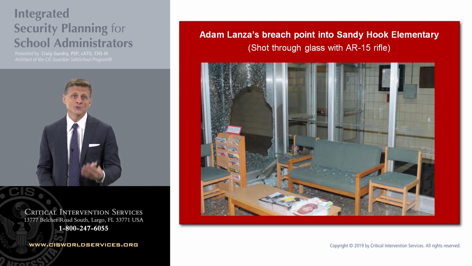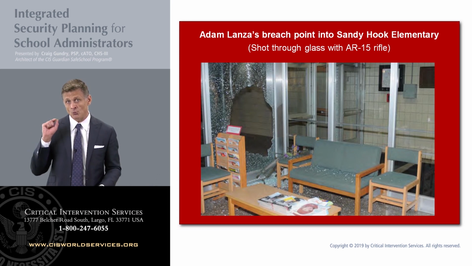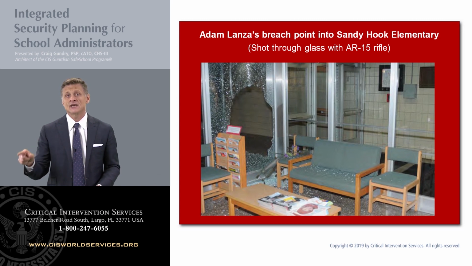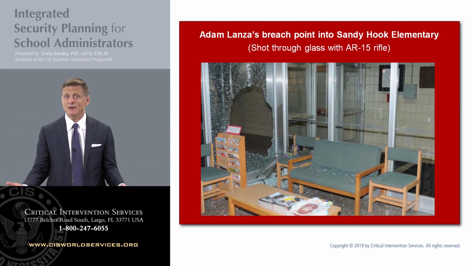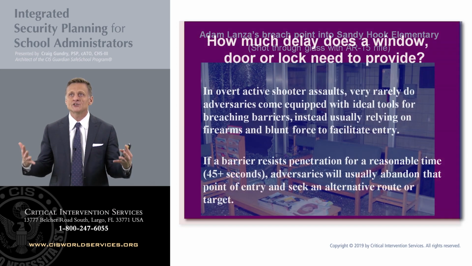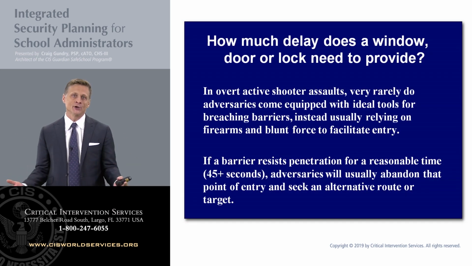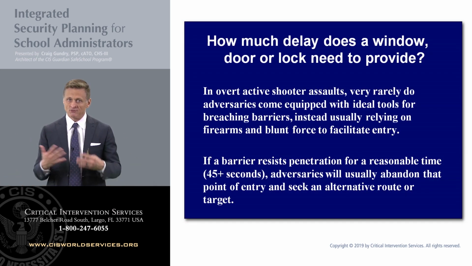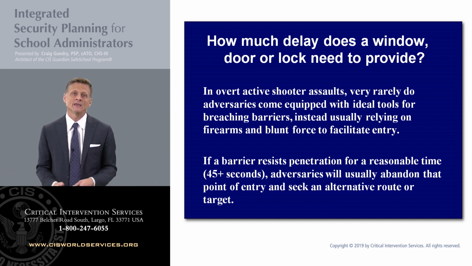He didn't try to enter through the locked front entrance door. He just fired one shot through the adjacent tempered glass window, broke it by hand, and then stepped through the breach. Probably took him, again, no greater than about 9 or 10 seconds to enter the school. Now, this brings up an interesting question. How much delay time does a barrier need to provide useful performance in an attack situation like this?